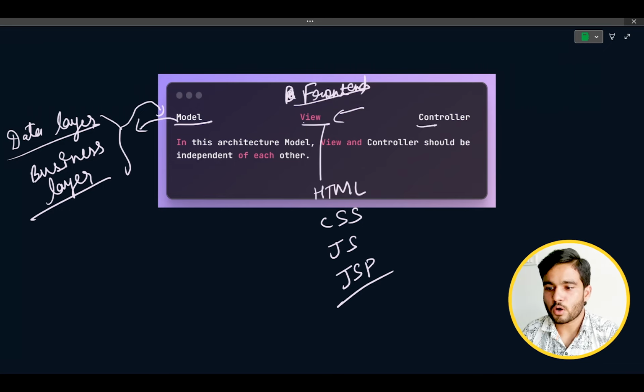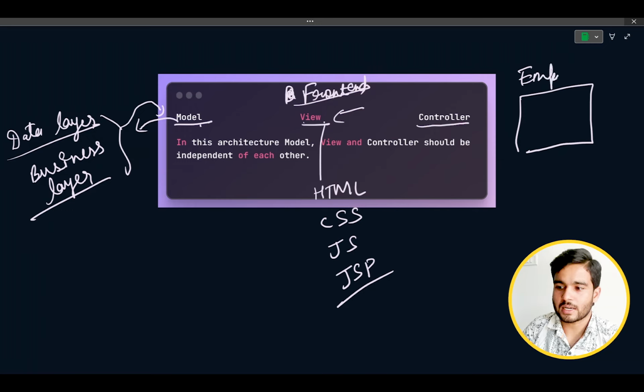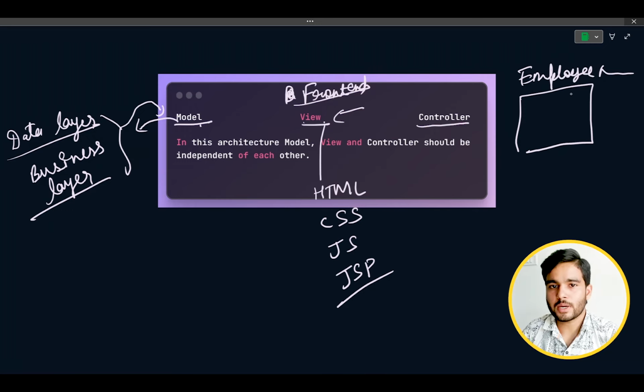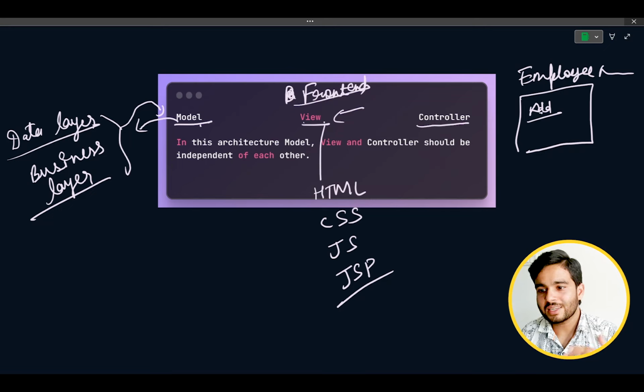Now the most important thing is the controller. The controller plays a very important role in MVC architecture because it uses the model as well as the view according to the request of the user. Like you are the user who wants to add an employee. This is the user interface in front of you. Just assume this is an employee management program, and you want to add an employee. So what will you do? You will click the add employee button. When you click this button, a request arrives. That request is sent to the controller.